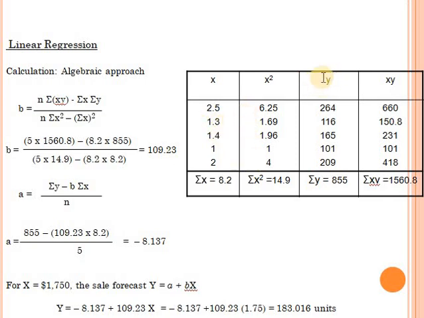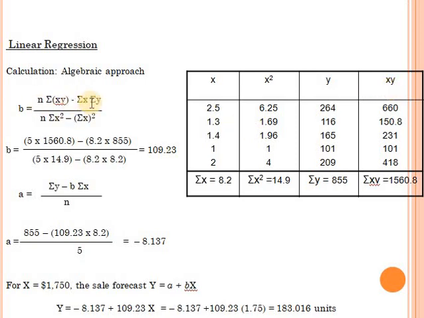Then I will use the values that I got for y. This was given. I add another column and name it x multiplied by y. So this value is actually 2.5 times 264. The value is 660. This value here is the multiplication of 1.3 times 116 and so on. So I create a new column related to x multiplied by y.